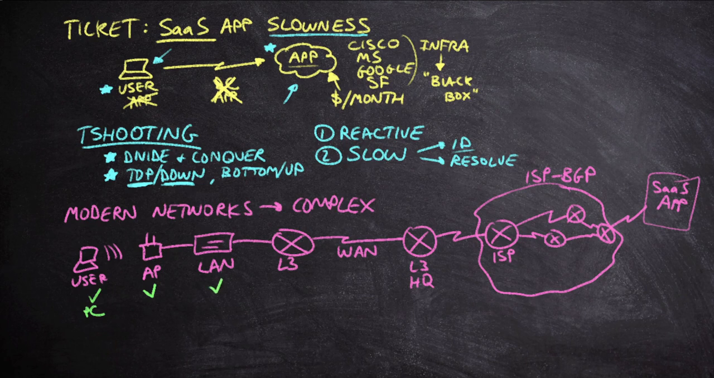We have the layer 2 network. We have the layer 3 edge. We have the WAN circuit itself. We have more layer 3 routing in here. We have the entirety of the ISP network, which is usually well outside of our control, and for that matter, outside of our visibility. And then we have the SaaS application itself, which falls into that same category. Very difficult for us to know whether that SaaS is having any health issues.